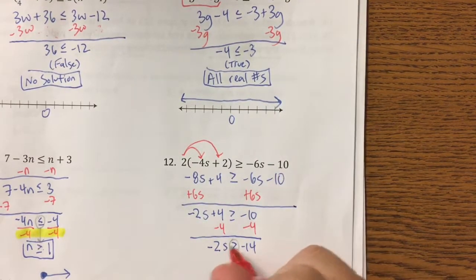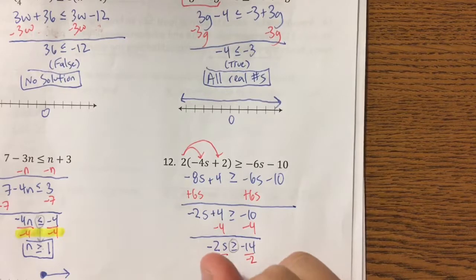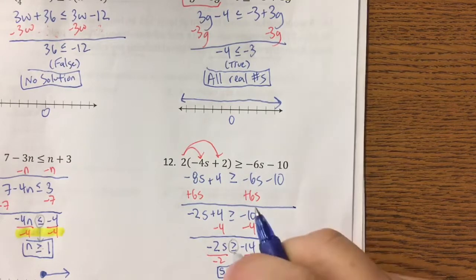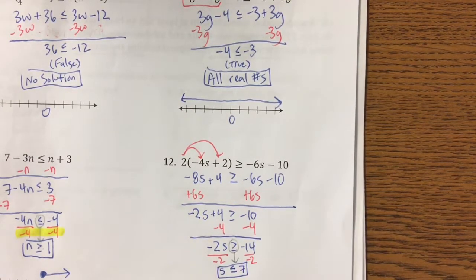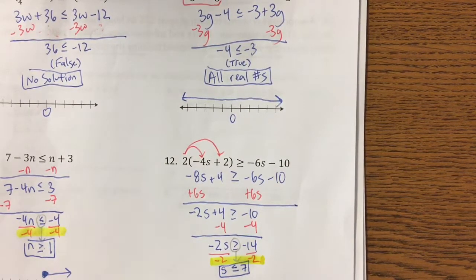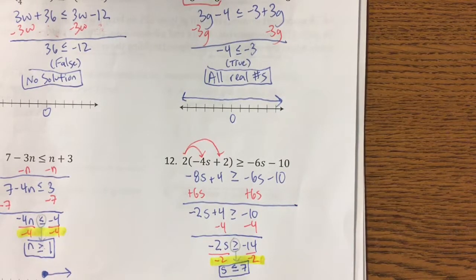So yeah, I might run out of room here. Let's see. Divide by -2. Try to squeeze it in here. s is less than or equal to 7. All right, so we put 0, throw a 7 somewhere over there, closed circle to the left. Any questions? All right, so let's put it all together. Let's take a look at the back.